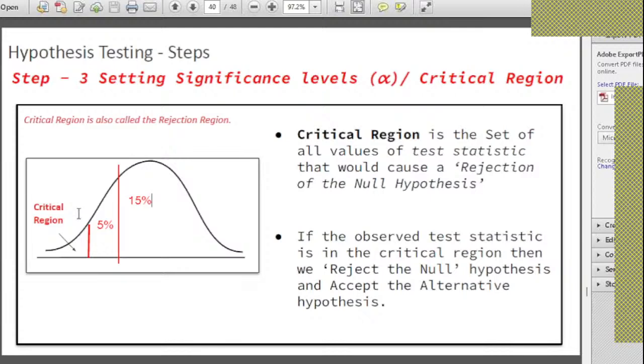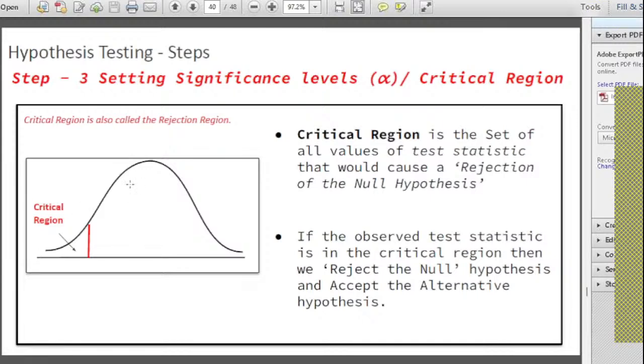So this side, you reject the null, and this side, you fail to reject the null. Is this clear? Any confusion on this? Okay. Now, this is called the critical region because it leads to a rejection of the null. That is why it's called a critical region.